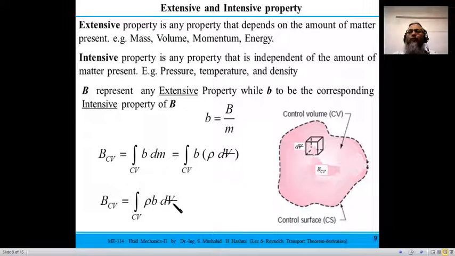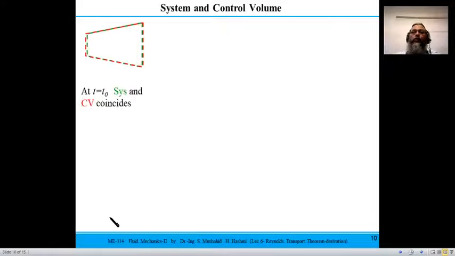So rho times dV would be its mass, and mass multiplied by the small b, you are going to get its corresponding extensive quantity. Okay, let's move on to the approaches. So we have learned about control system and control mass. Let's say at a given instant of time, the system is represented by the green dashed lines, and the region of interest, which is the control volume.